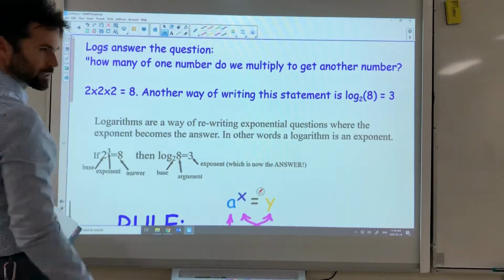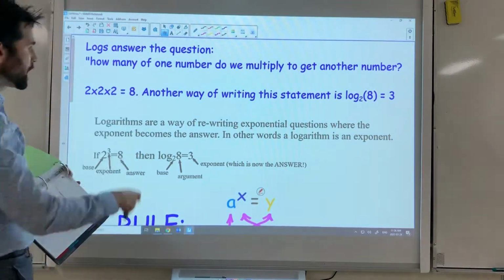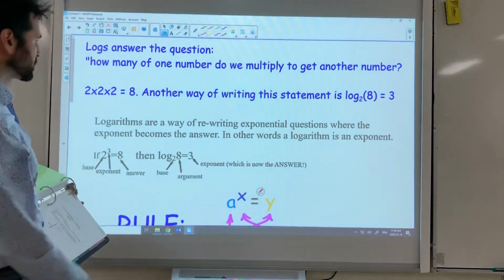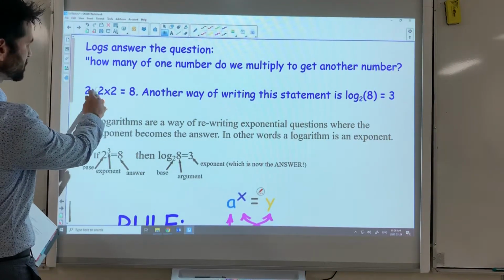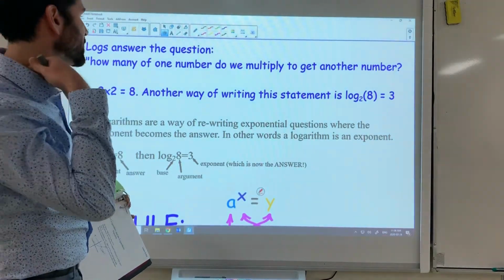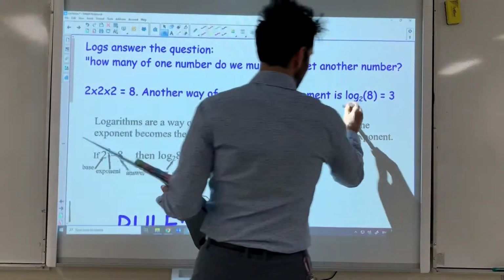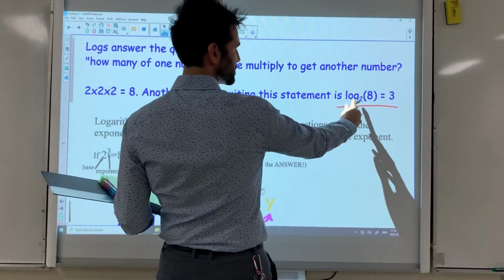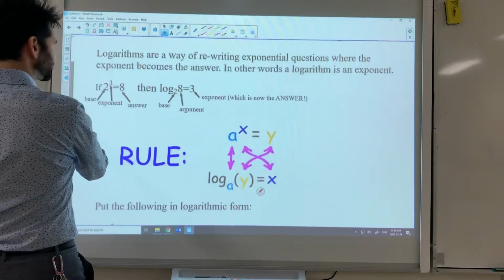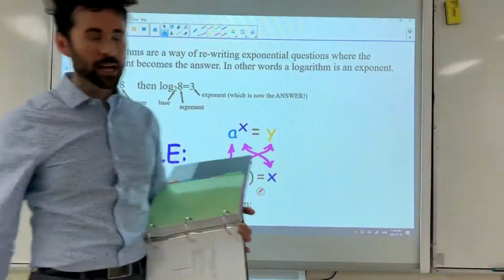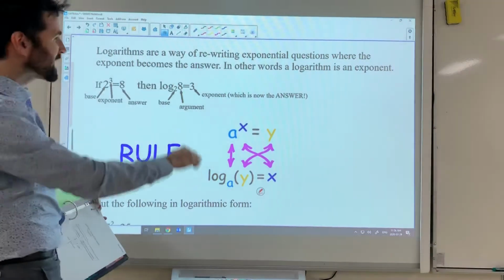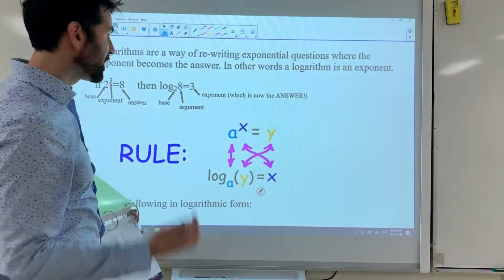So basically, logs answer this question here. How many of one number do we multiply to get another number? So in other words, if you want to get 8, you go 2 times 2 times 2. So you multiply 3 2's to get that answer. So another way of writing that statement is like this. Log base 2 of 8 equals 3. So what does that mean? Well, logs are a way of rewriting exponential questions where the exponent becomes the answer. In other words, the log is an exponent.